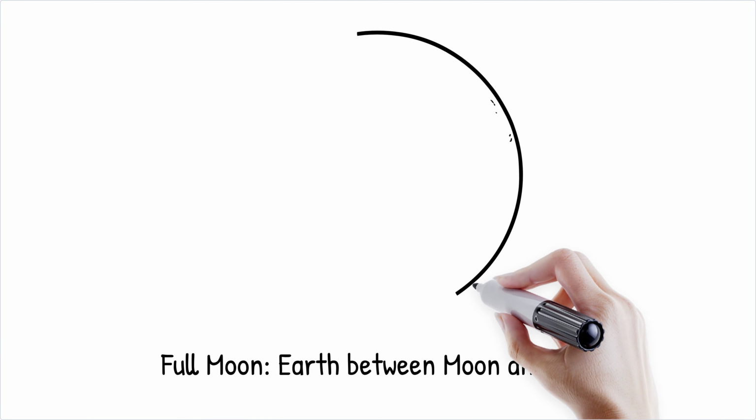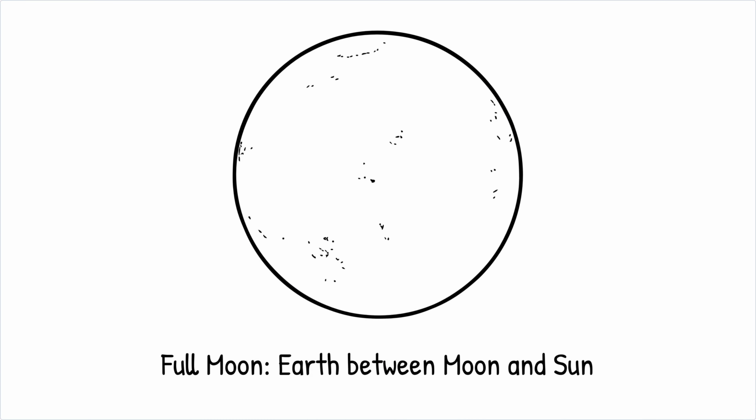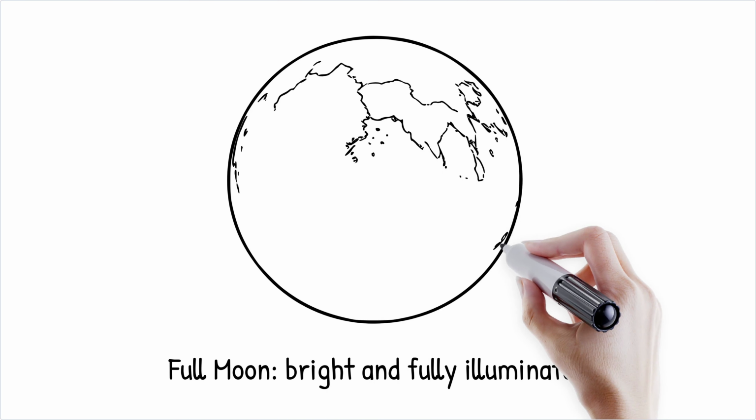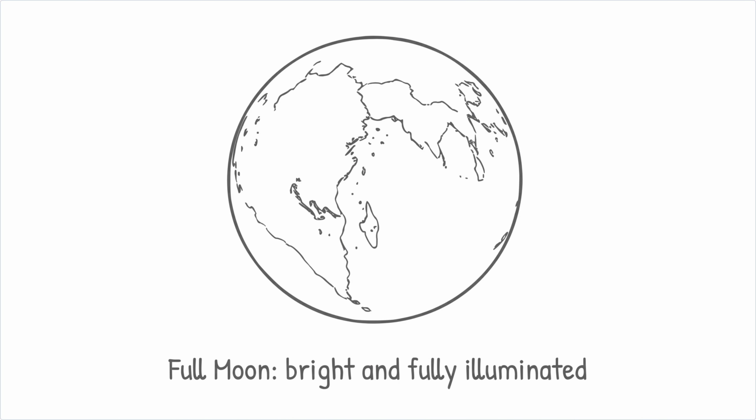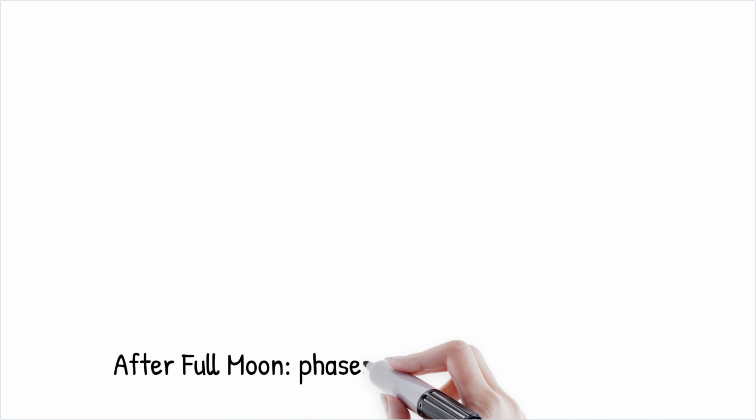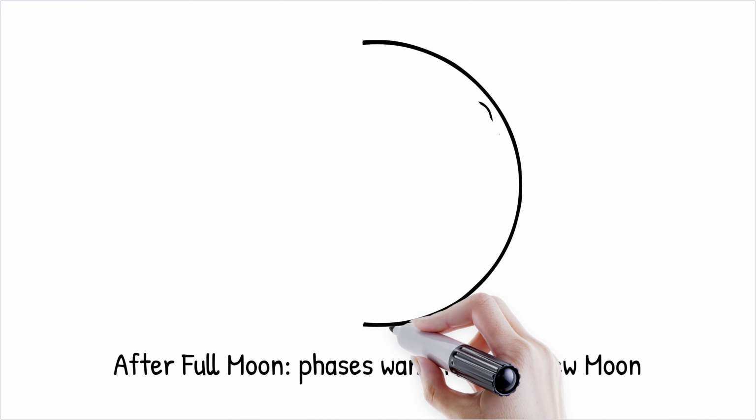The next major milestone is the full moon. During this phase, the Earth is between the moon and the sun. The entire sunlit side of the moon faces Earth, appearing as a large glowing orb in the night sky. After the full moon, the phases begin to wane, moving back towards the new moon.